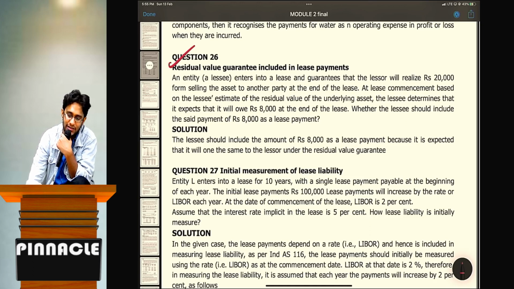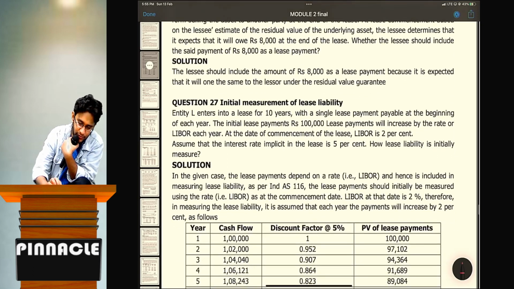He is asking whether the lessee should include this 8,000 in the lease payment. Of course you have to include. 100% will not come.